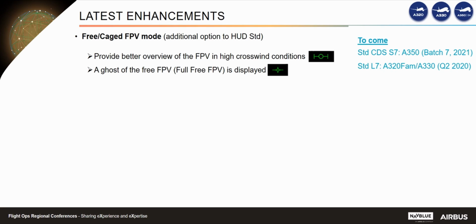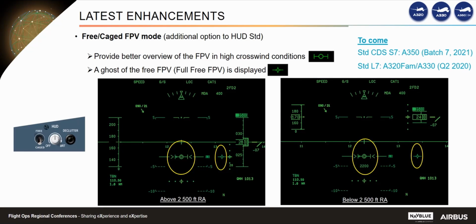When the ghost of the free FPV symbol is displayed, a star-shaped symbol which represents the FPV components, that is to say the FPA and the drift, then the speed and altitude scales will be reduced below 2500 radio altimeter in order to enhance visibility. This new symbology can be activated by pin programming.